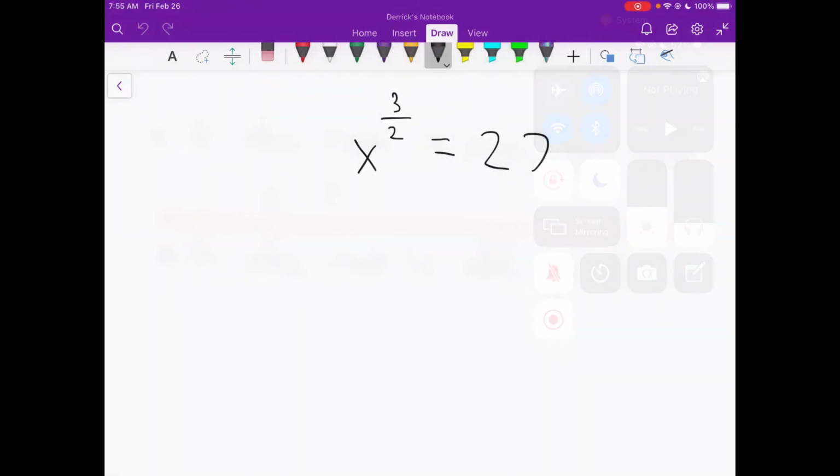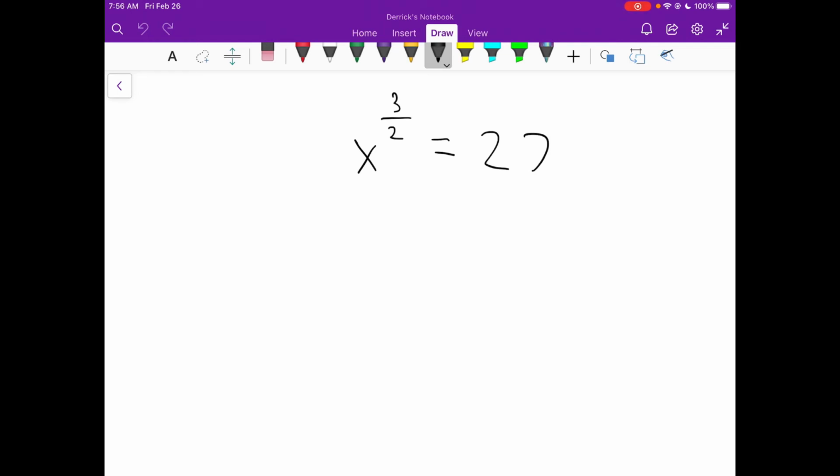So let's solve a couple equations using this concept. So if I give you an equation like this, x to the 3/2 equals 27, and I say we want to solve this out, well, when we're saying we want to solve this for x, we're trying to get to x to the first power.